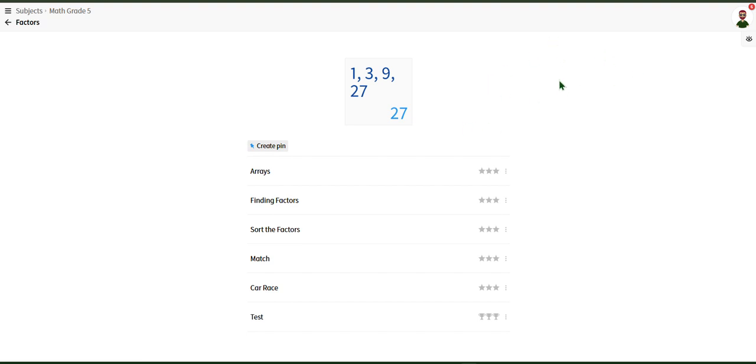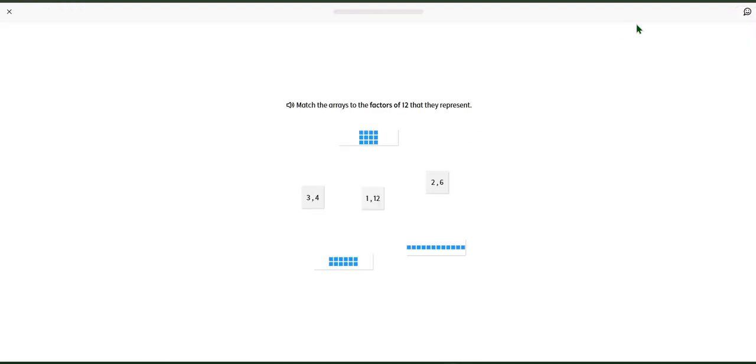Let's go ahead and get into it. We're going to start with the arrays. Match the arrays to the factors of 12 that they represent. And we're looking at these different sides. So when we're looking at the array, how many are on one side compared to the other? So 1 and 12 definitely goes to this one. 2 and 6, I see 2 and 6, and then 3 and 4.